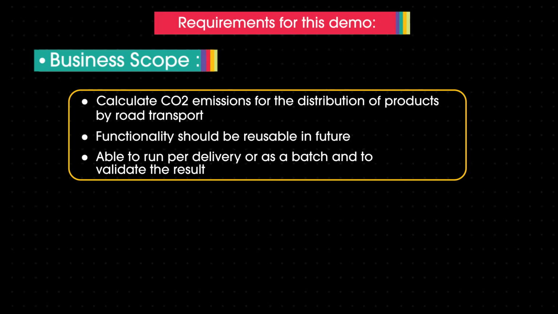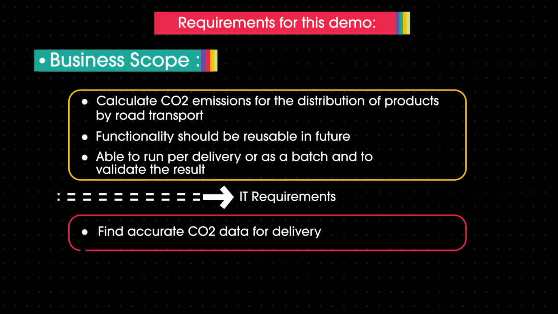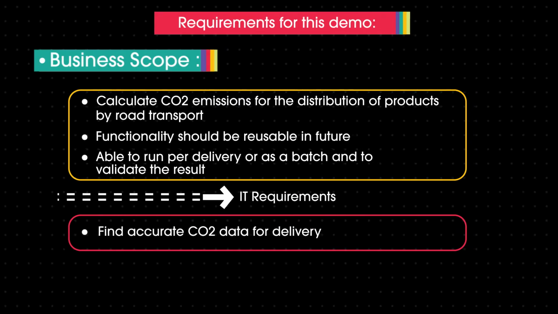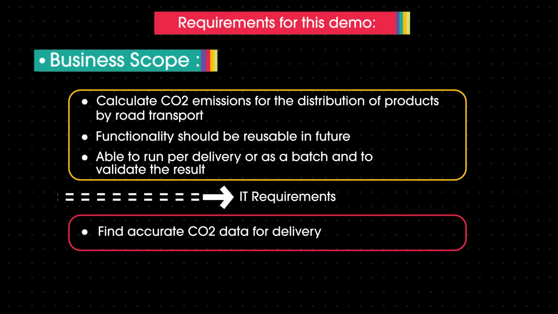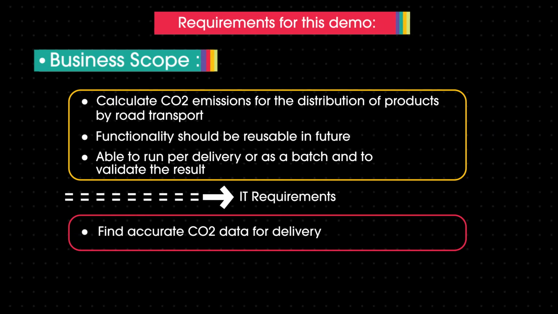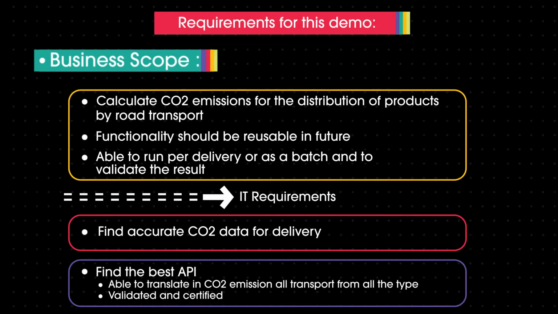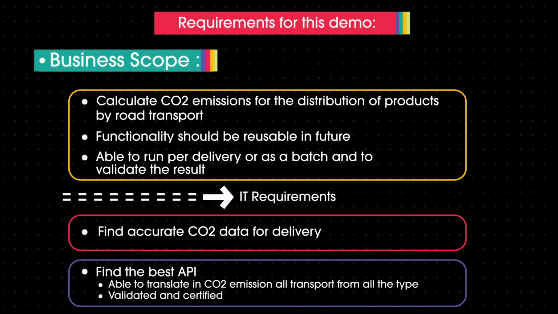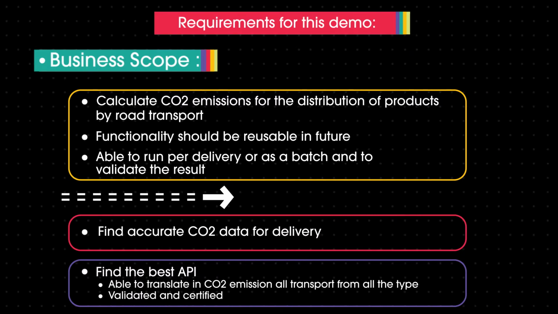To do this, on the IT side, you need to find the most accurate delivery data source. In this example, it's SAP's S/4HANA. And you need a credible, certified source of CO2 emissions data that is able to supply the CO2 emissions of all means of road transport. C-Route provides a great API that meets all these requirements.